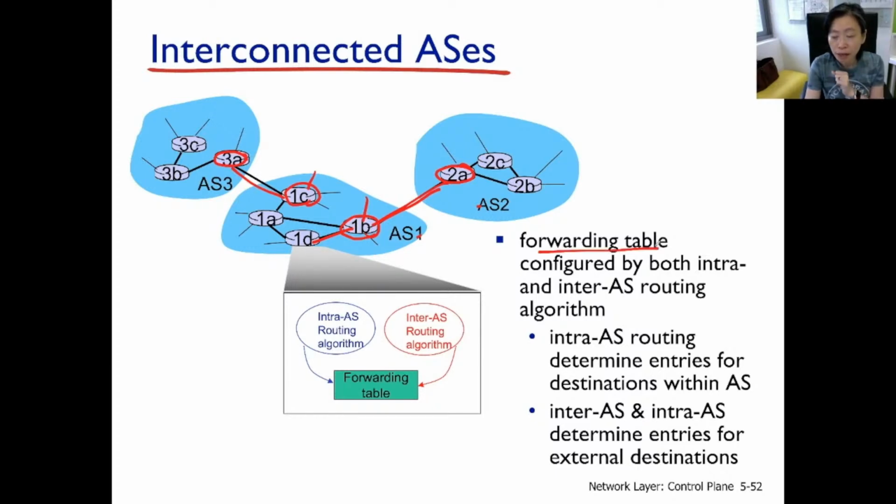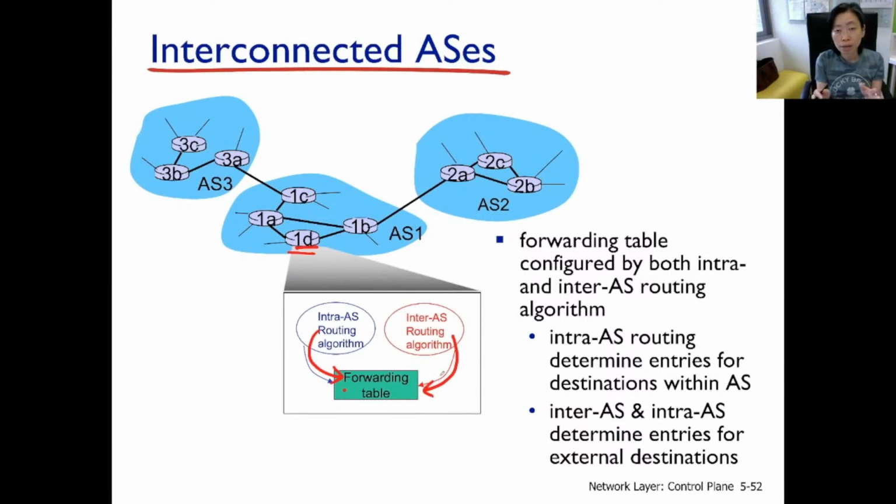The focus of this slide is to talk about how the forwarding table would look when we have 2 levels of routing running on the internet. Let me show you an example here. 1D is one of the routers existing on the internet. What's going to happen is the forwarding table is not going to be contributed just from the intra-AS routing algorithm. It would also be contributed from the inter-AS routing algorithm.